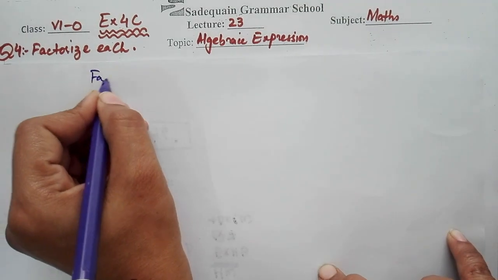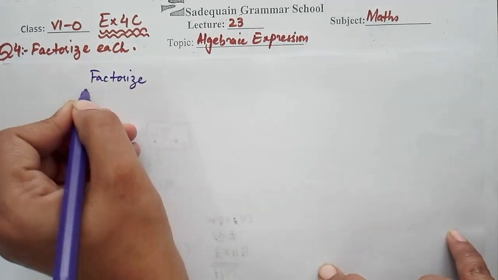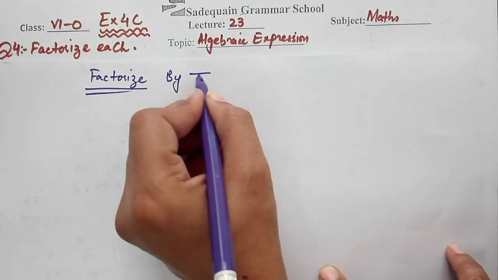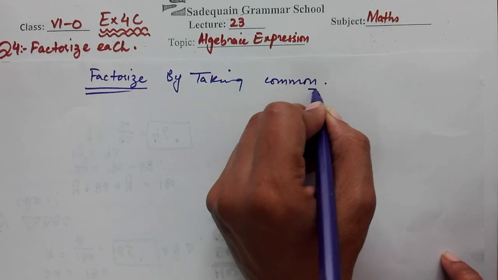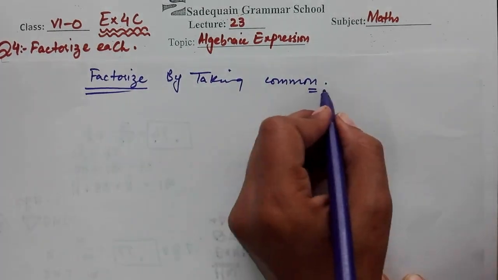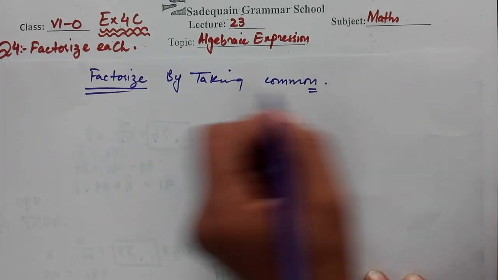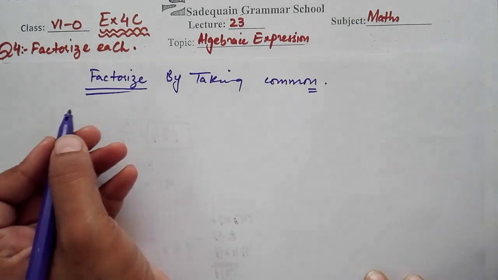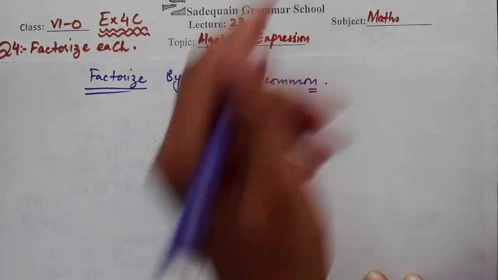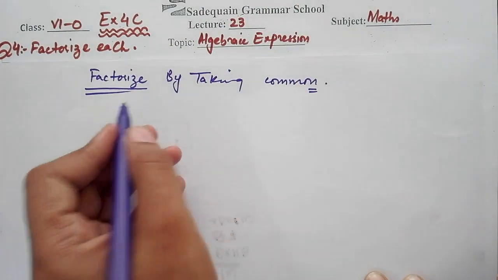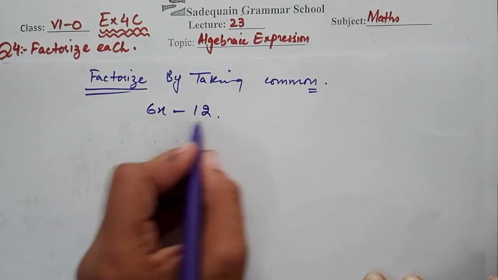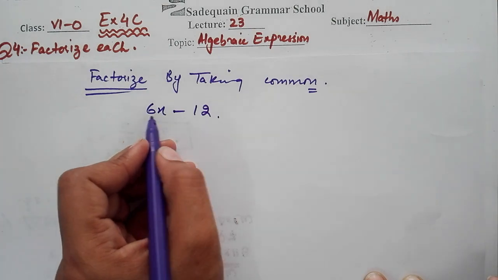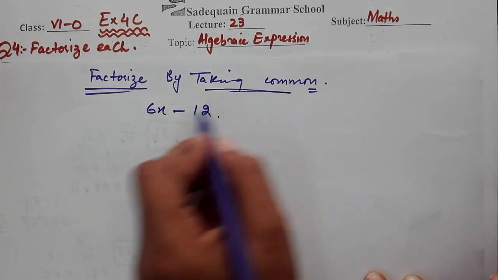So we will factorize by taking common. Okay? We will take the common factor. We will take the common factor from the algebraic expression and factorize the expression. Let's suppose we have been given the previous expression, that is 6x minus 12. Now I have to factorize it. So how will I factorize it? I just take the common factor among this expression.